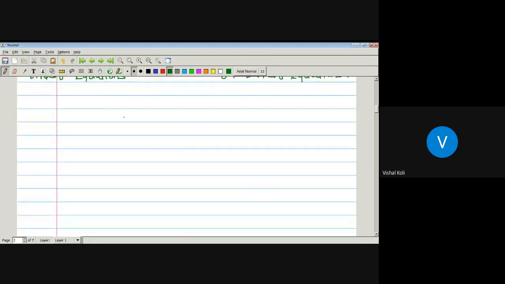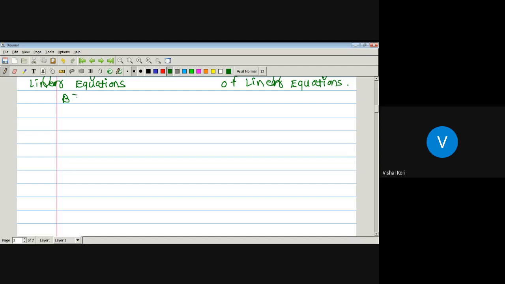So if B equals 0, then it is a system of homogeneous linear equations, and if B is not equal to 0, then it is a system of non-homogeneous linear equations. That is, here Ax is equal to the null matrix, and here Ax is equal to B, where B is not the null matrix.